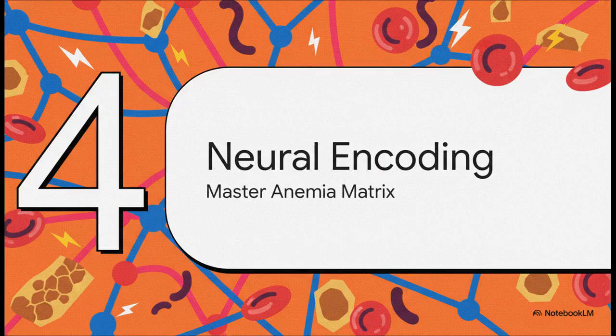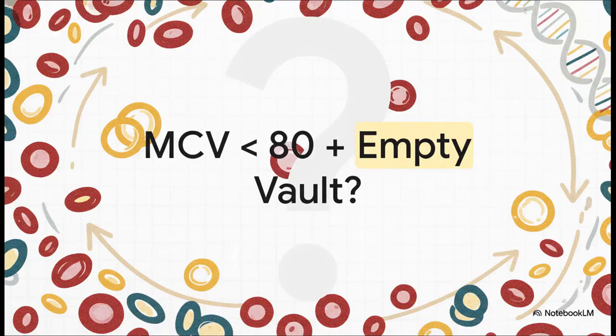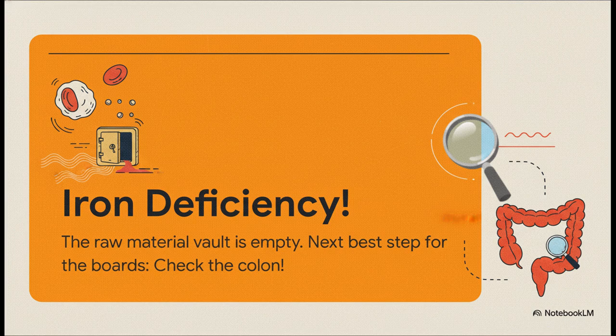Okay, let's lock this in. Time for some rapid-fire pattern recognition. I'm going to throw out some classic board vignettes. Your job is to connect the dots instantly. Ready? All right, first pattern. You've got a microcytic anemia. MCV is less than 80. You follow the rules, you check the ferritin, and it's rock bottom. The vault is empty. What is it? Boom! Iron deficiency anemia. The raw materials are gone. And for the bonus points, the next best action in an older patient? You find the source of the bleed.